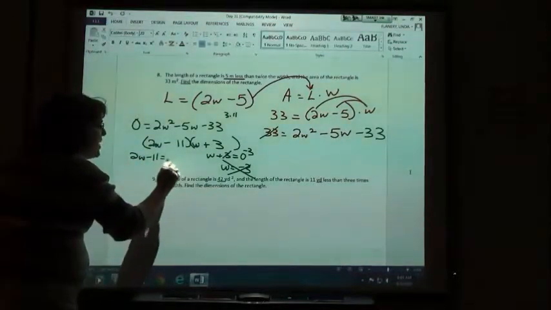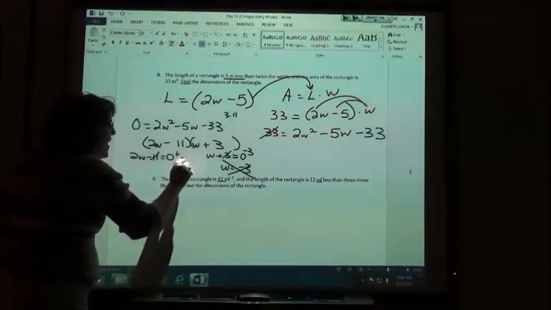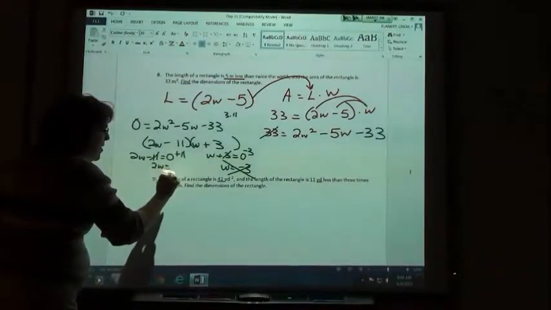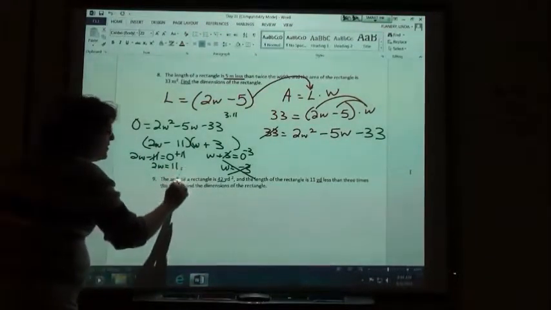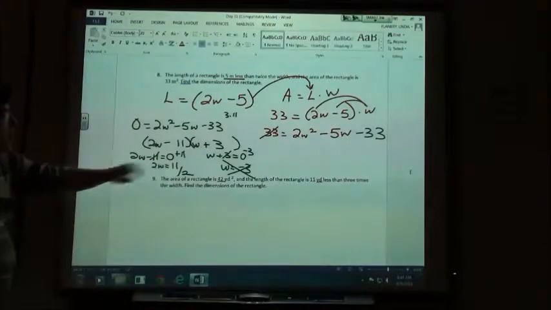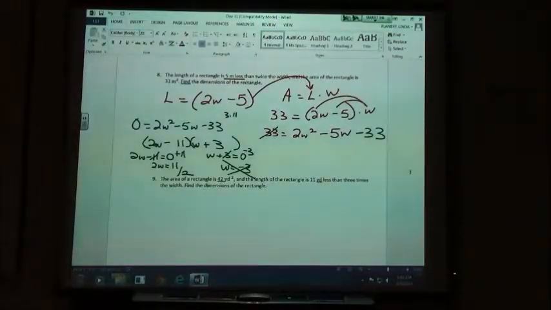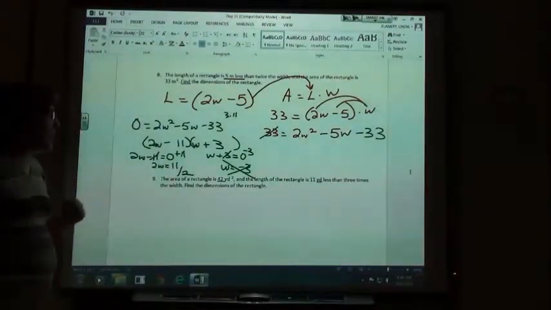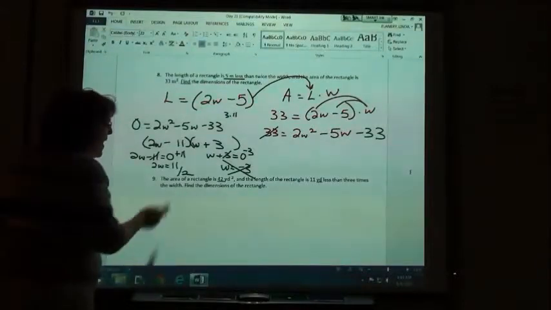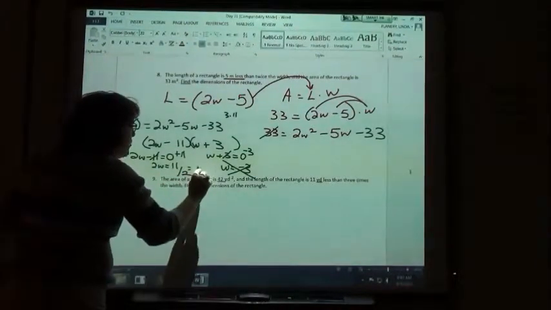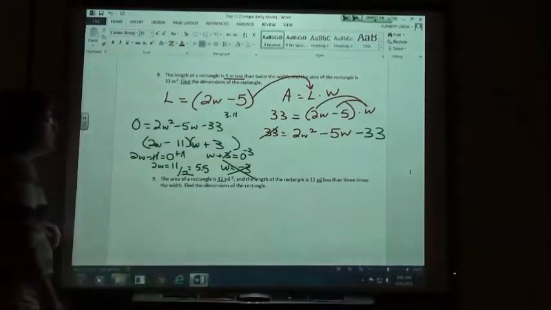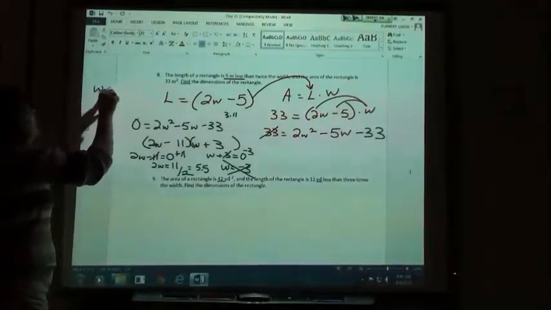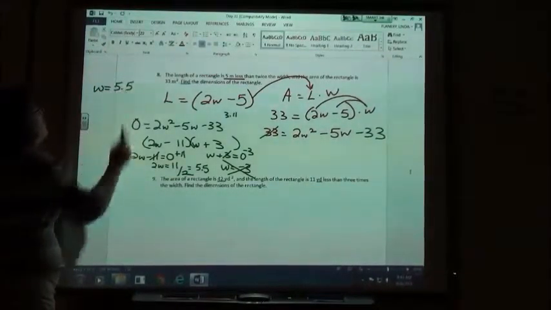2w minus 11 equals 0. We add our 11. 2w equals 11. And then, of course, dividing by 2. Also keep in mind, since we're working with a rectangle, we're not going to use the fraction like we normally do. We're going to divide that. 11 divided by 2 is 5.5. So my width is going to be 5.5.